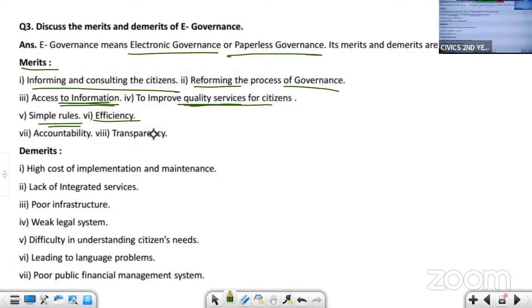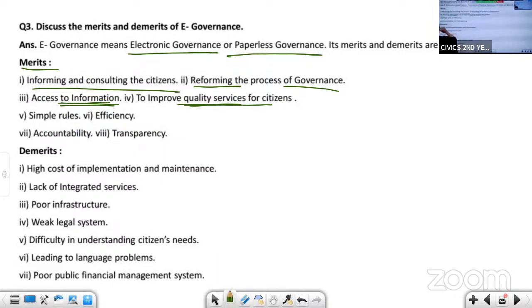That means at a given point or at a given time, we can say, n number of applications are being submitted, n number of questions are being answered. Okay, so there is efficiency. It has improved the efficiency of the government.